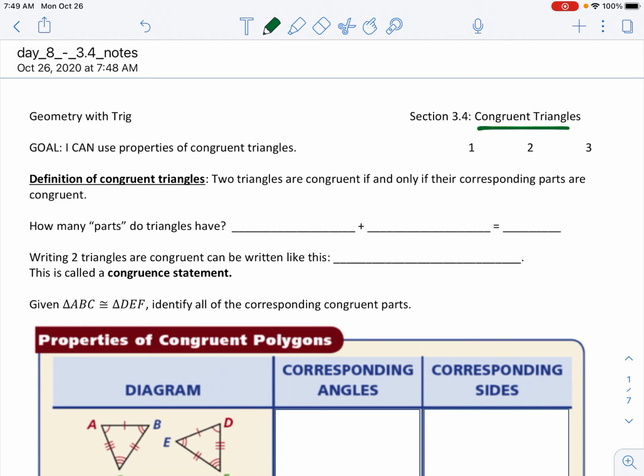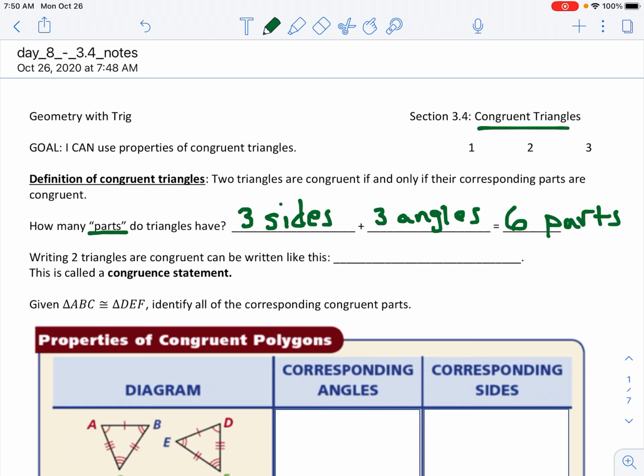Two triangles are congruent if and only if their corresponding parts are congruent. So how many parts are there in the triangles? Well, remember each triangle has three sides. Each triangle has three angles, which means there are technically 6 parts that are corresponding between two triangles.